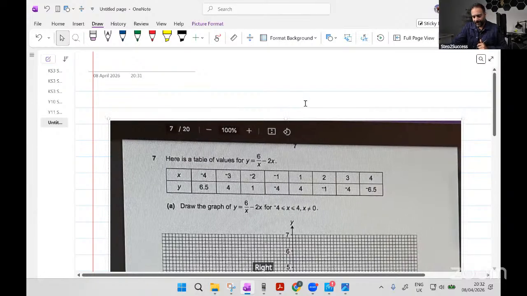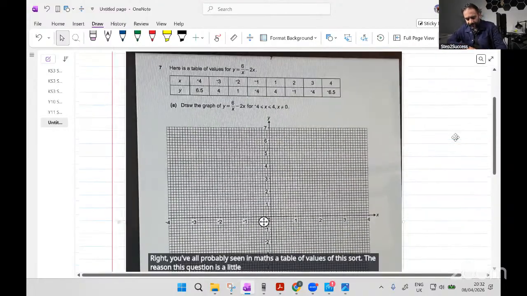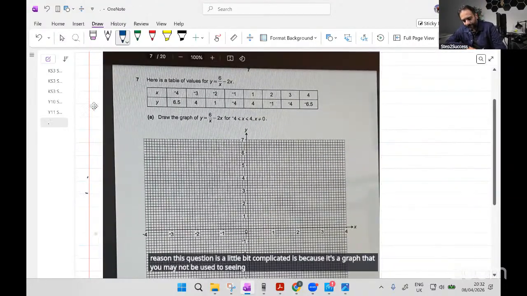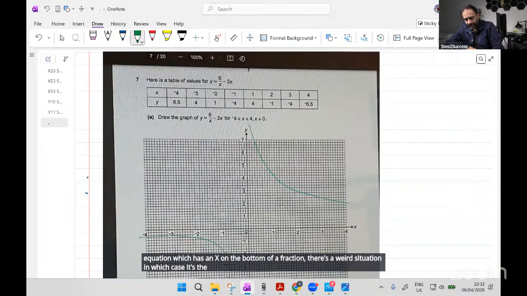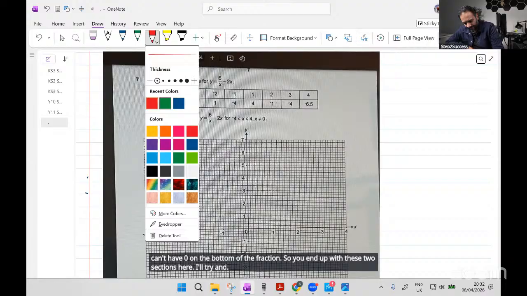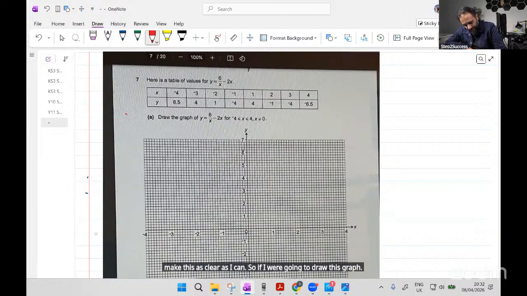Right, you've all probably seen in maths a table of values of this sort. The reason this question is a little bit complicated is because it's a graph that you may not be used to seeing, and I'll explain why. Whenever you have an equation which has an x on the bottom of a fraction, there's a weird situation in which the graph is in two parts because the x can't be zero. You can't have zero on the bottom of the fraction. So you end up with these two sections here. I'll try and make this as clear as I can. So if I were going to draw this graph, minus 4, 6.5 is about there.